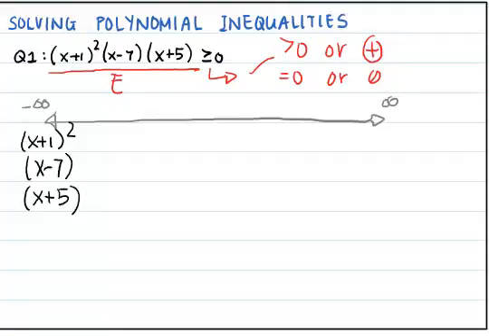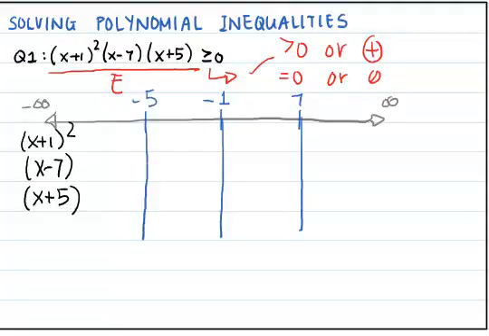I need to find the values of each one of those. So first I'm going to find their zeros. x plus 1 is 0 when x is equal to negative 1. x minus 7 is 0 when x is equal to 7. And x plus 5 is 0 when x is equal to negative 5. And then I'm going to find their values as a positive, negative, or 0 quantity for every value on the number line, looking at each interval separately.